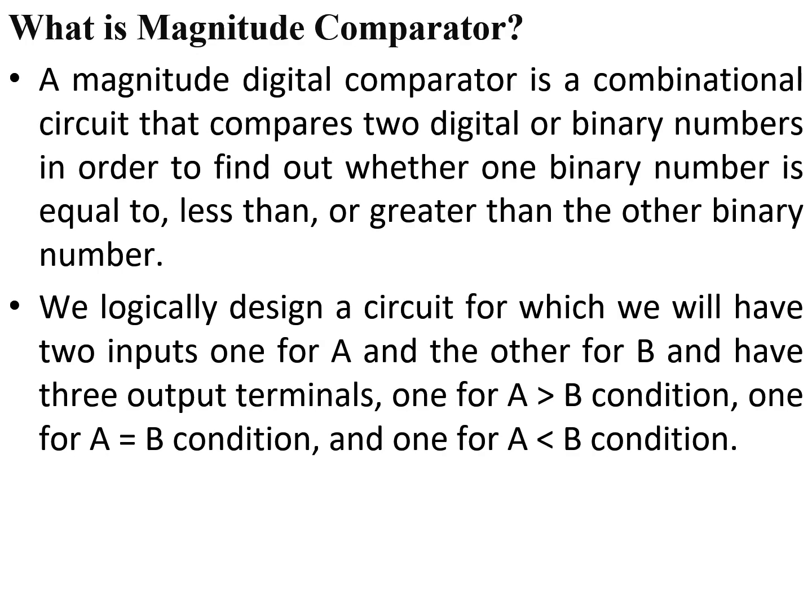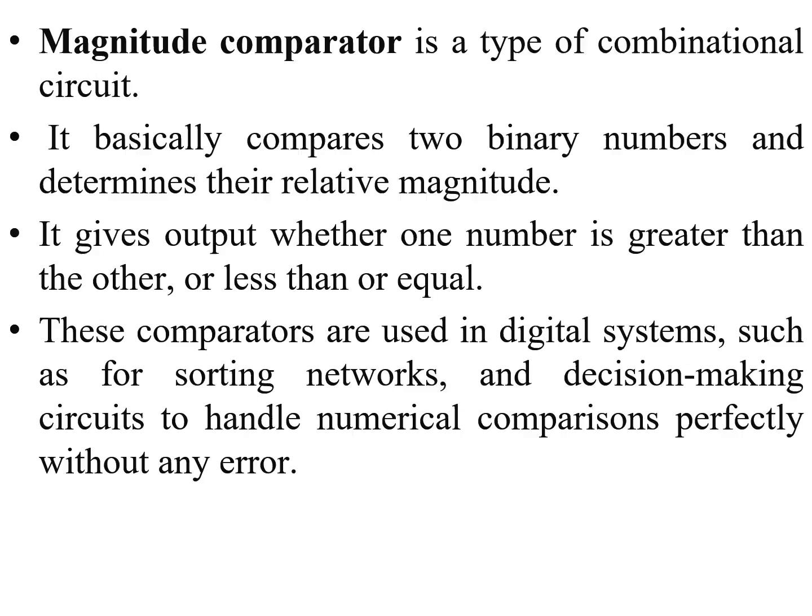What is a magnitude comparator? A magnitude digital comparator is a combinational circuit that compares two digital or binary numbers in order to find out whether one binary number is equal to or lesser than or greater than the other one. We logically design a circuit with two inputs, A and B, and three output terminals: one denoting the A greater than B condition, one for A equal to B, and the other for A less than B.